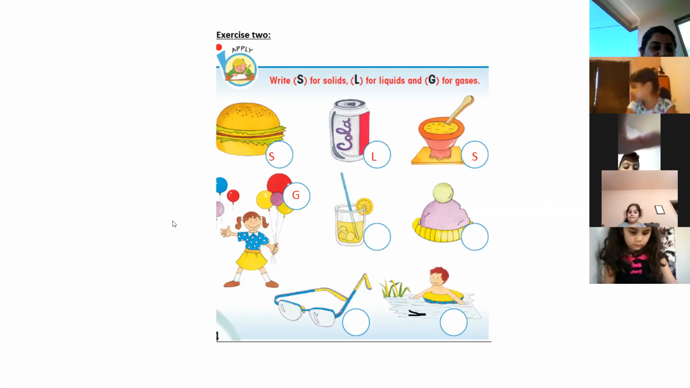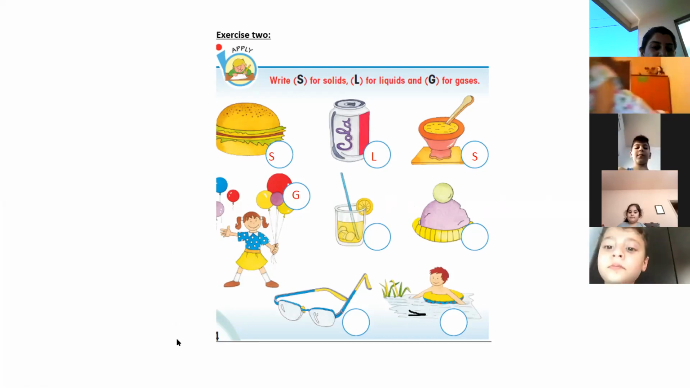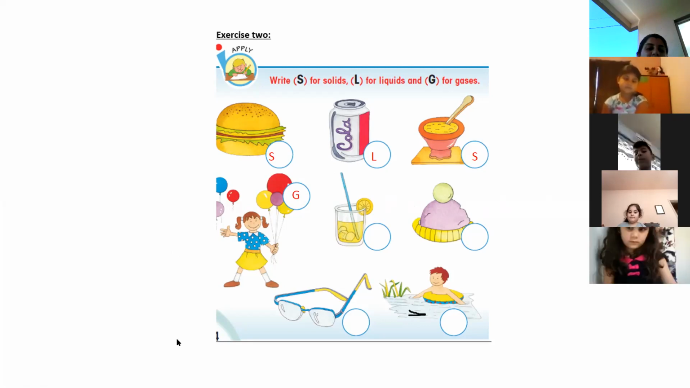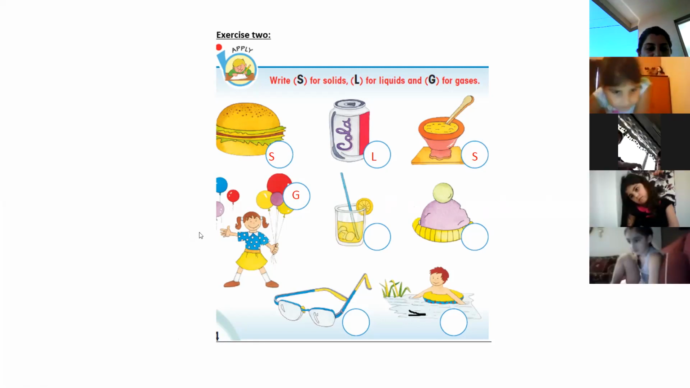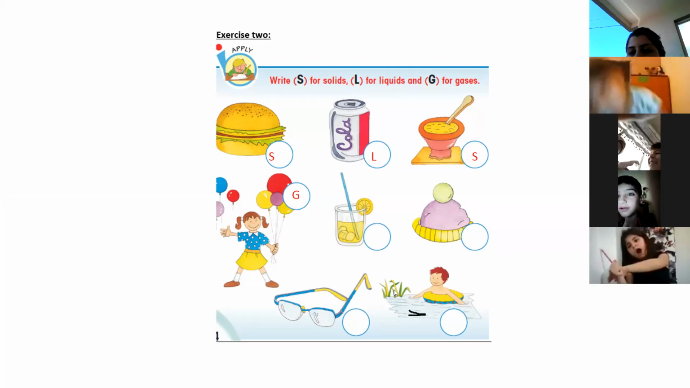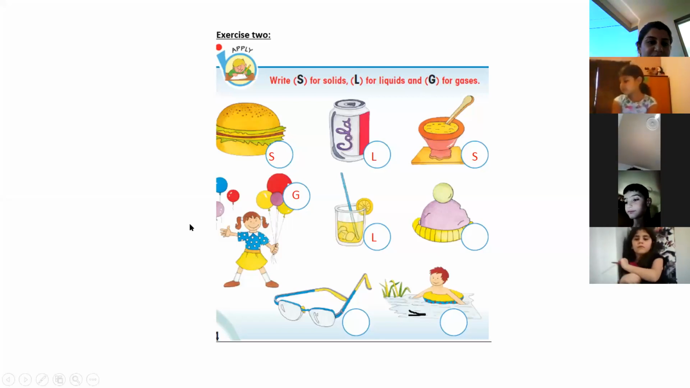We have a cup of juice. Mahmoud Nasrallah. Yes. Okay. A cup of juice. It's the juice inside. It's liquid. You understood this lesson very well, right?